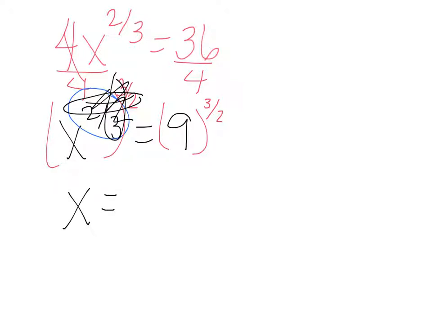And then on the right side, we have 9 to the 3/2 power, which we could rewrite as the square root of 9, because remember the index is always the denominator. And then we're going to take that to the 3rd power.